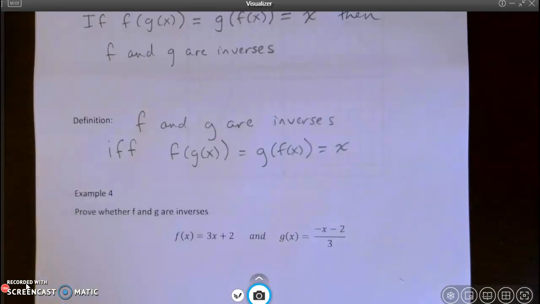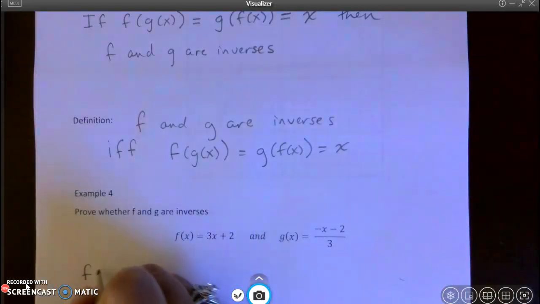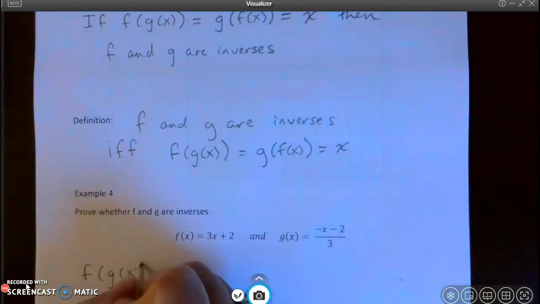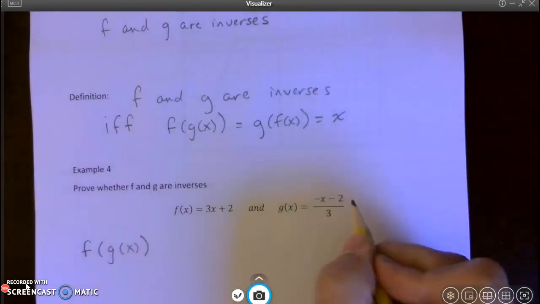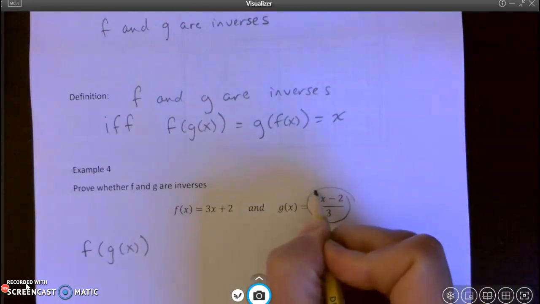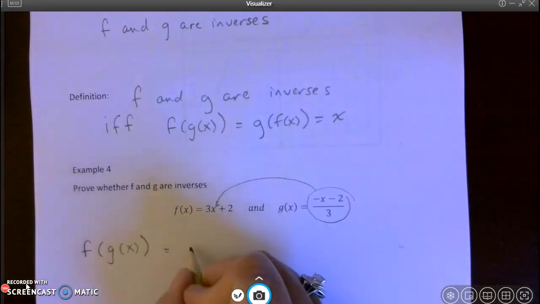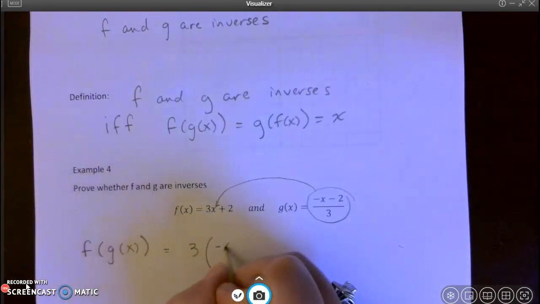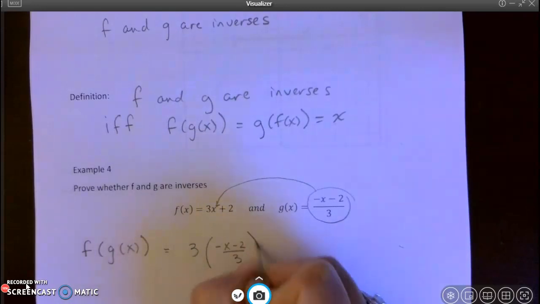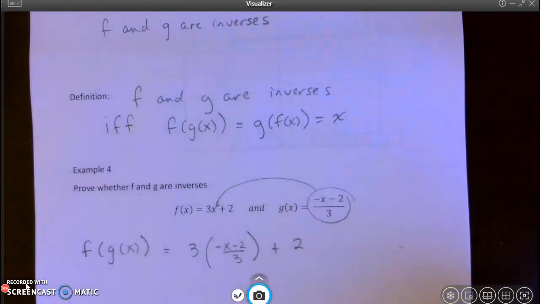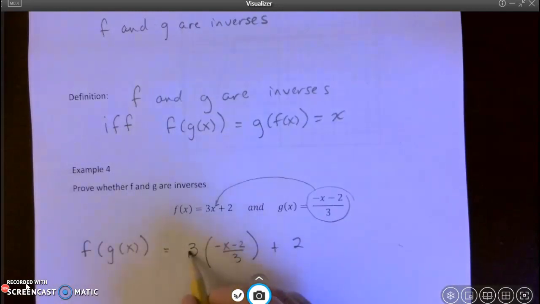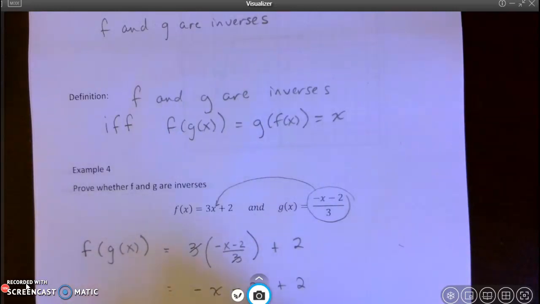So let's see. Let's start off by calculating f of g of x. So I'm going to take this and put it right there. So I get 3 times negative x minus 2 divided by 3 plus 2. All right, these 3's would cancel, and I'm left with negative x minus 2 plus 2. And I get negative x.